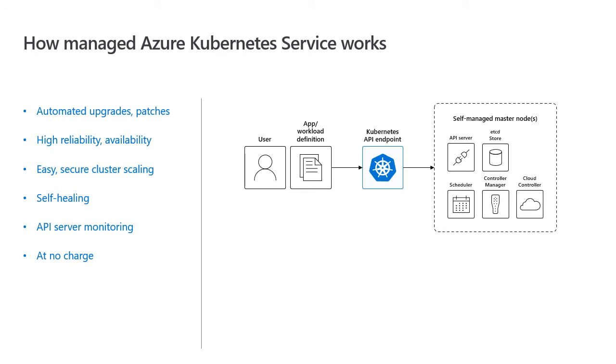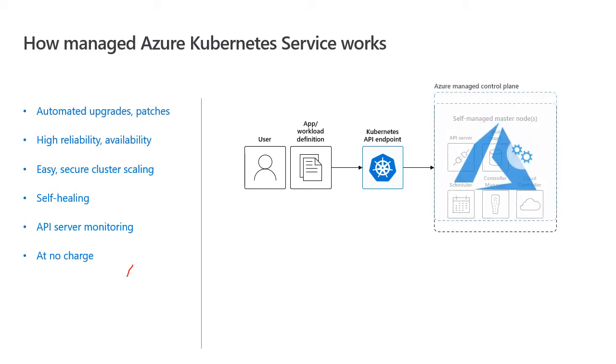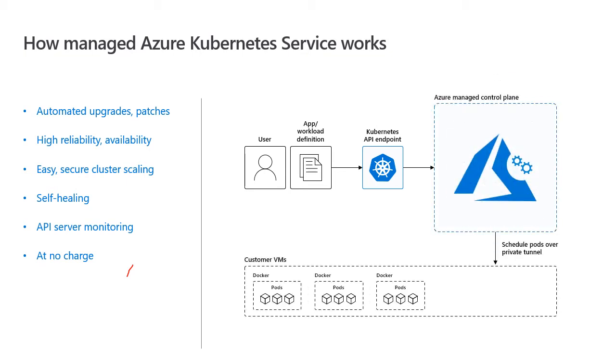So how does managed Azure Kubernetes Service work? How is it different from open source Kubernetes? First of all, it does exactly the same thing as open source Kubernetes, except that it does everything that you see here on the left side: automated upgrades and patches, creating highly reliable and available containers, and so on. Azure takes care of everything on the management control plane, and then it does the scheduling of the pods over the private tunnel.